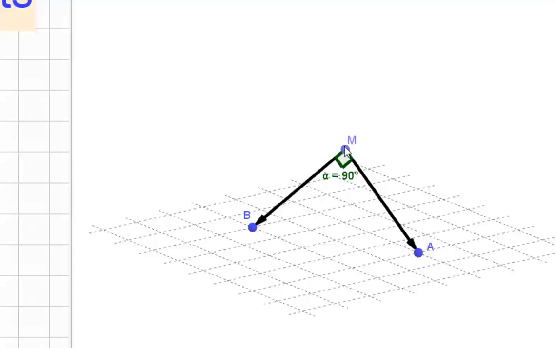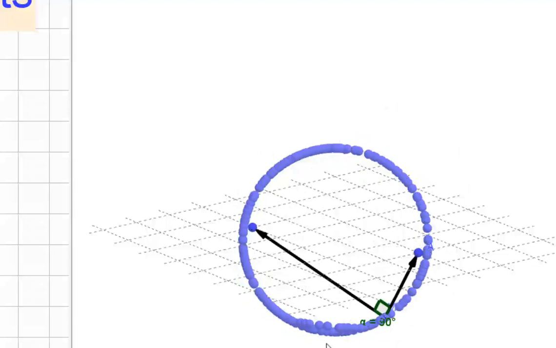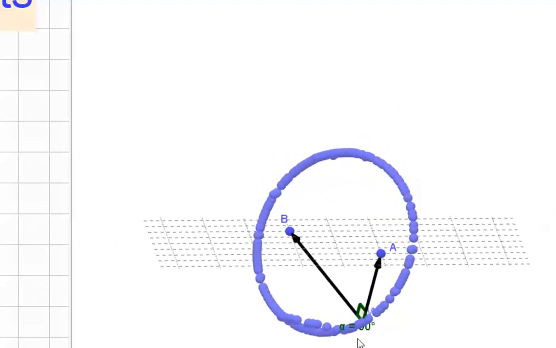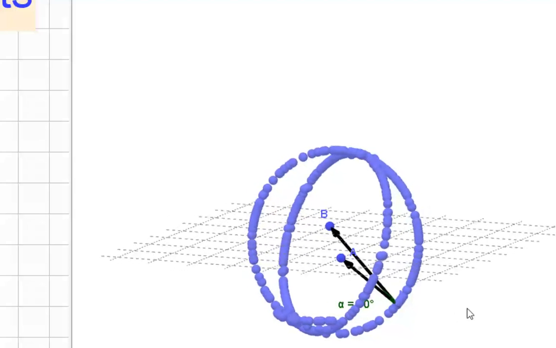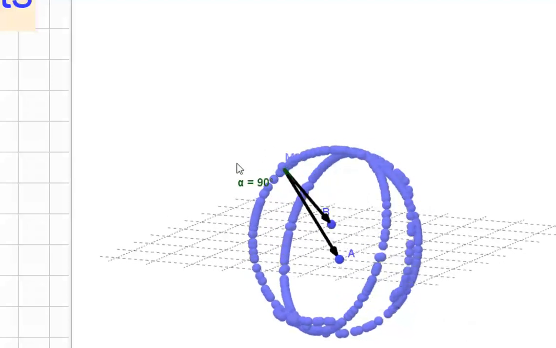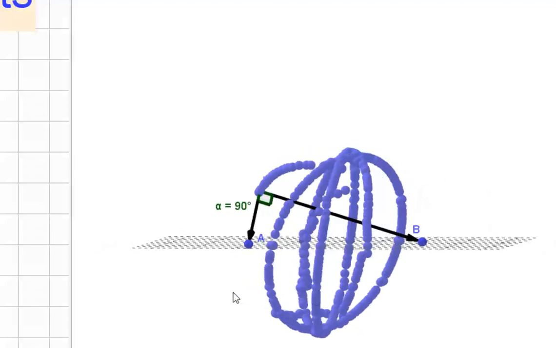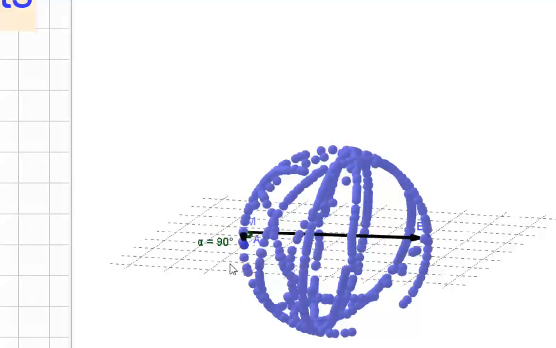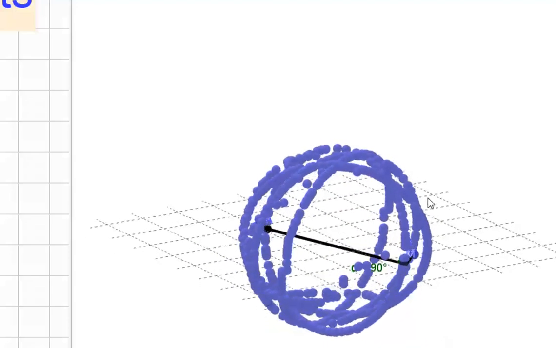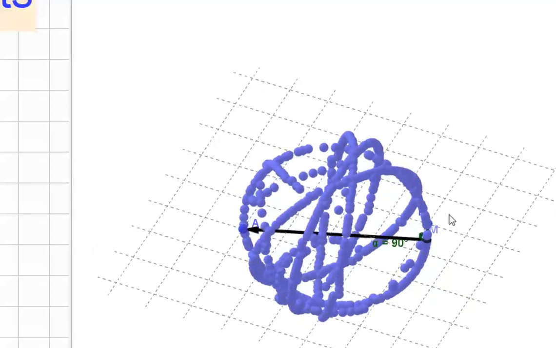M would vary on, let's see on what, maybe a circle, another circle. Okay, it's nothing but a, let's check, it's a sphere of diameter AB and center the midpoint of segment AB.